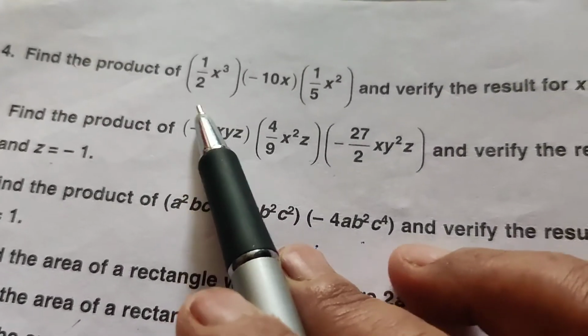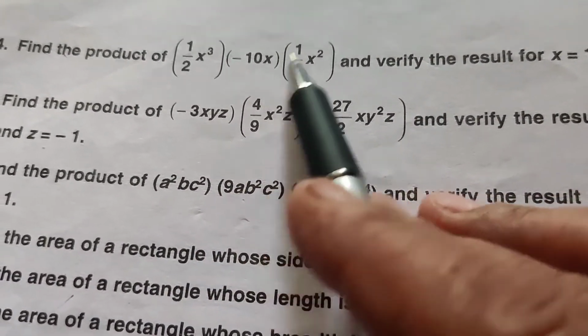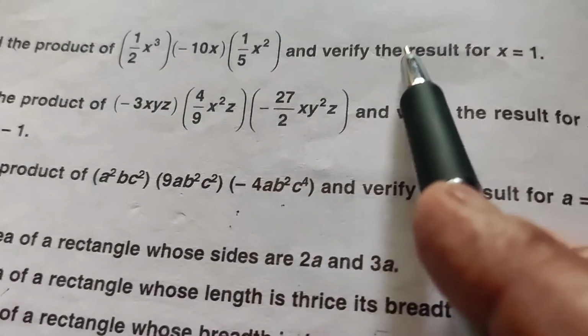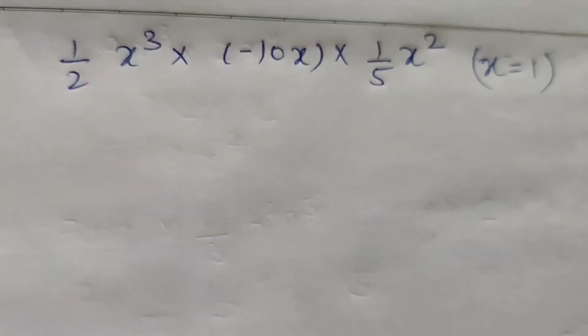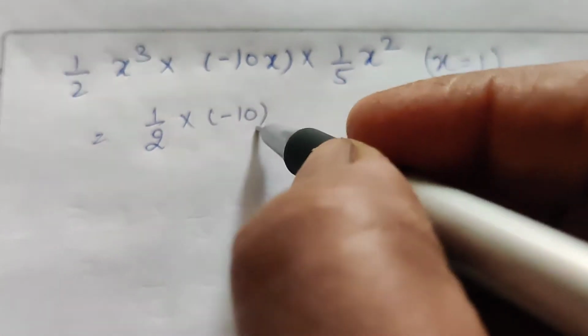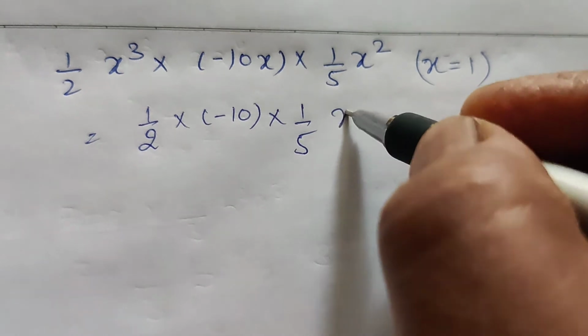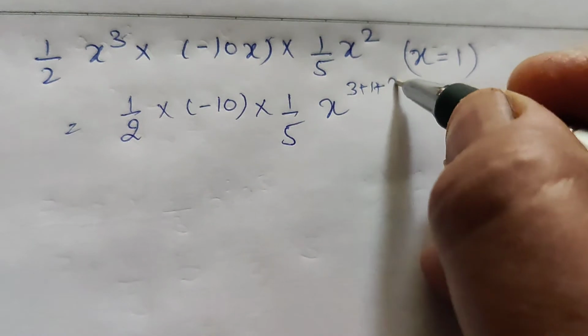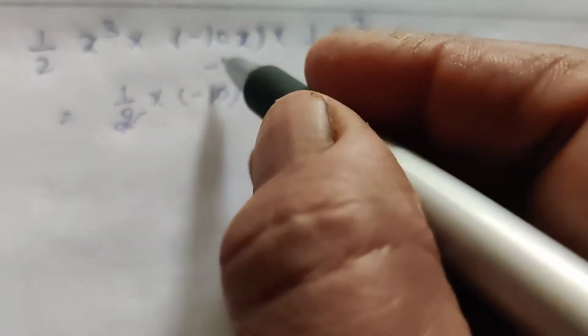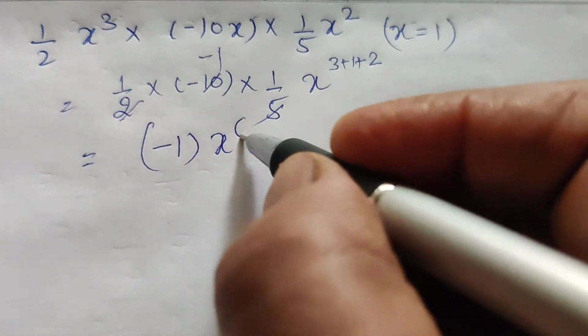Question number 4. Find the product of 1 by 2 x cube into minus 10x into 1 by 5 x square and verify the result for x equal to 1. The product of 1 by 2 x cube: just 1 by 2 into minus 10 into 1 by 5, and add the powers of x, 3 plus 1 plus 2, 6. And 5 2s are 10, minus 1. Minus 1 into x raised to power 6.